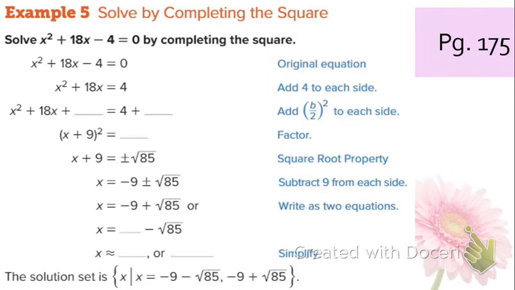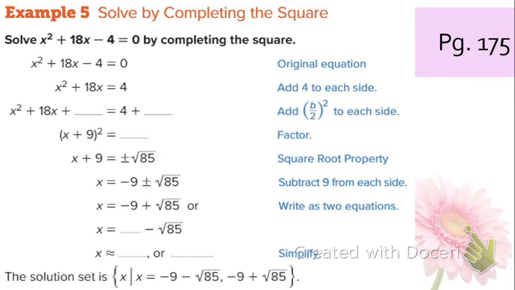All right, so now let's go ahead and look at example 5. We're going to solve this by completing the square. This is a completely different method from the square root property. I know there's a lot of different methods that we are covering, but this is not the same. This is different. So now we're talking about solving by completing the square.